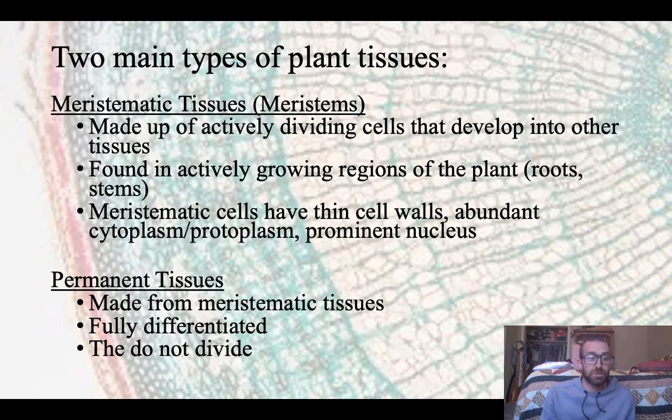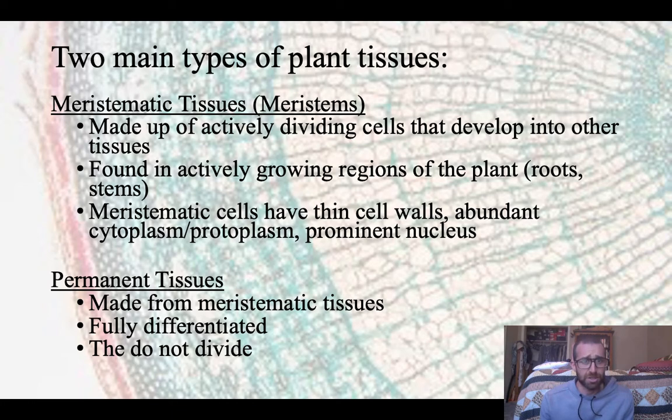Permanent tissues are no longer dividing, right? They are made from meristematic cells, but permanent tissues are made up of cells that are no longer dividing. They are fully differentiated. And when I say differentiated, I just mean when those cells are originally formed, as they mature, they take on particular roles. So they differentiate into whatever tissues and whatever roles they're going to have.